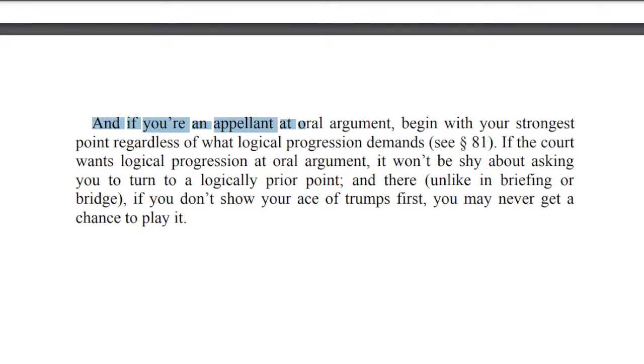And if you're an appellant at an oral argument, begin with your strongest point regardless of what logical progression demands. See Section 81. If the court wants a logical progression at oral argument, it won't be shy about asking for you to turn to a logically prior point. And there, unlike in briefing or bridge, if you don't show your ace of trumps first, you may never get a chance to play it.